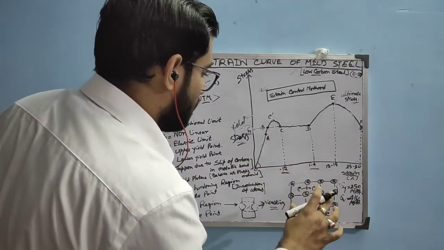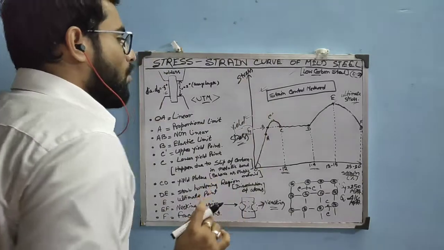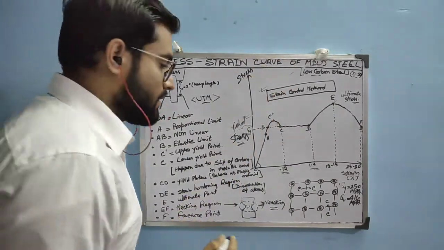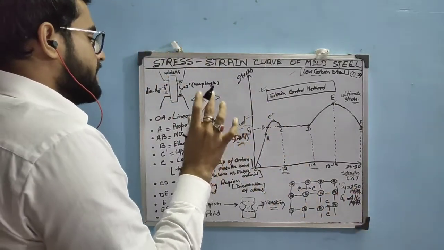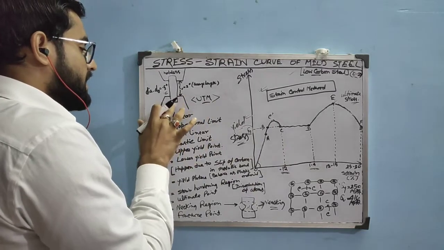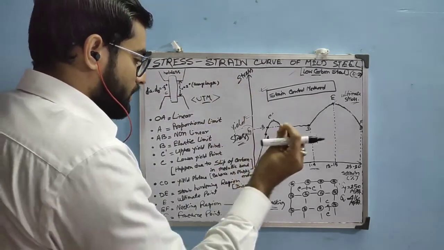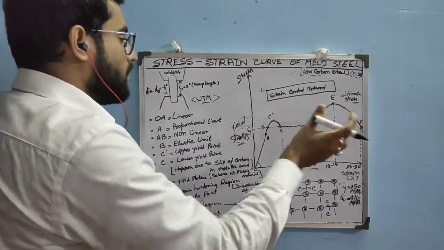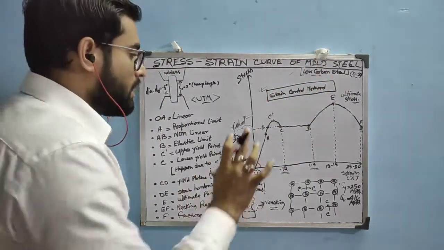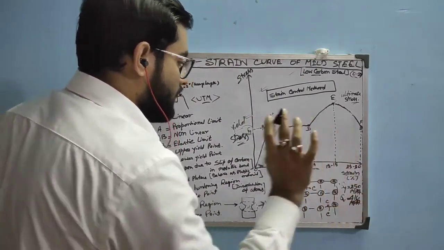Why do we take strain on the x-axis and stress on the y-axis? Because strain is independent and stress is dependent. In this test we give strain to the material, and the material shows the values of stress. The values of stress are put in the graph, and we get this type of curve. We always put the strain in the x direction.